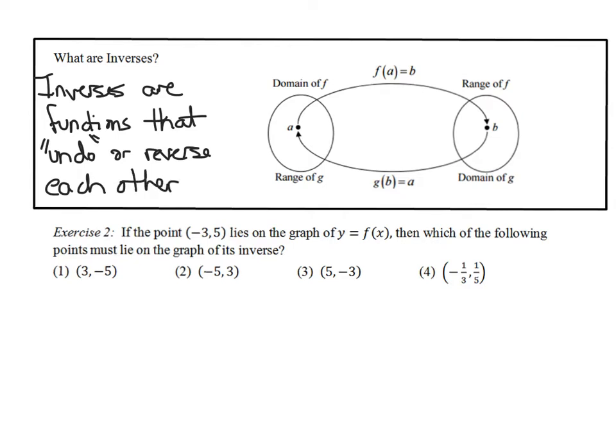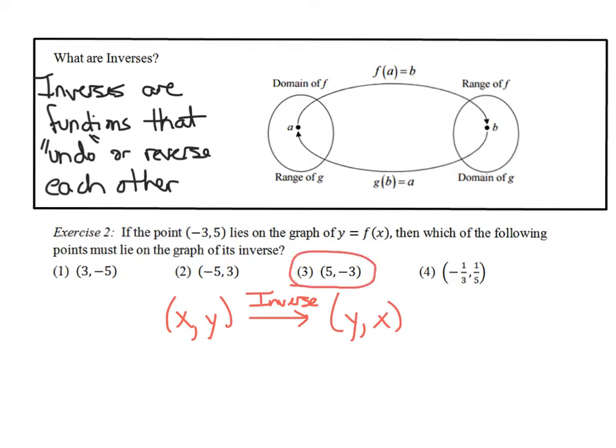In exercise number 2, if I'm starting with the point (-3, 5), and I see that it's on the function f of x, then what about the inverse? Well, we know that the inverse reverses it. What does it mean to reverse? Reverse is actually going to mean, in this case, we're going to take (x, y) and find the inverse, and when we find the inverse, it becomes (y, x). So the choice that we're going to pick is choice number 3 because we have reversed the x and the y coordinates.